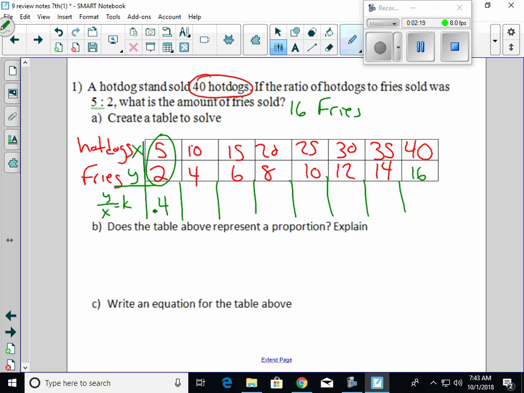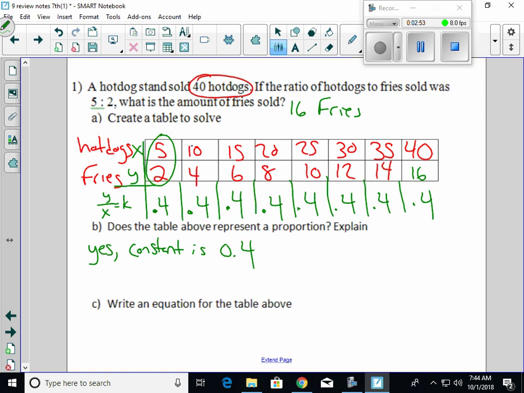Okay, so I'm going to type all those in my calculator. 4 divided by 10, 6 divided by 15, 8 divided by 20, 10 divided by 25. And I do have to check them all because sometimes one of the values may not work. But here they all work. So yes, it's a proportion. Our constant of proportionality is 0.4.